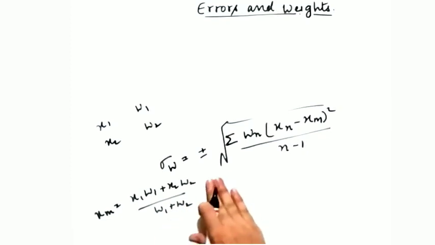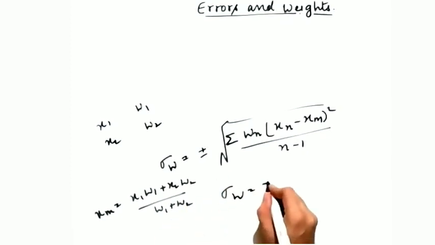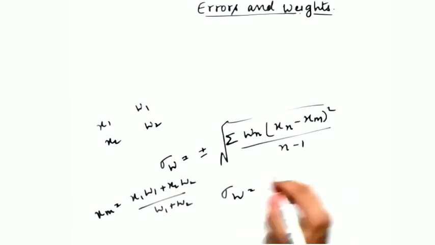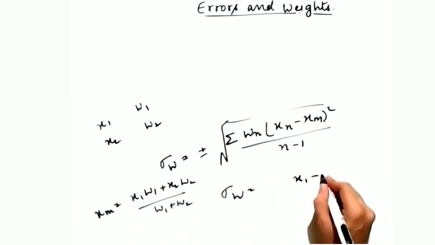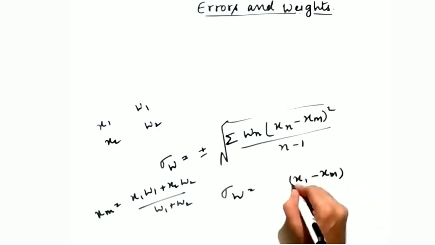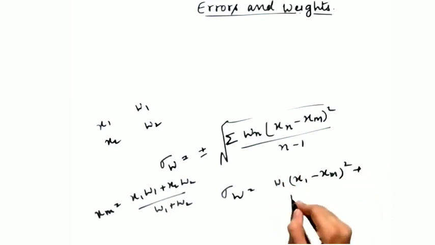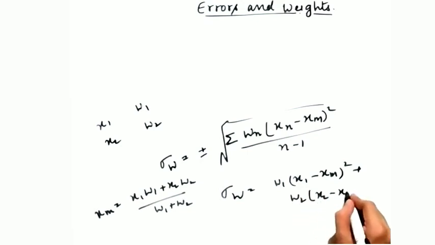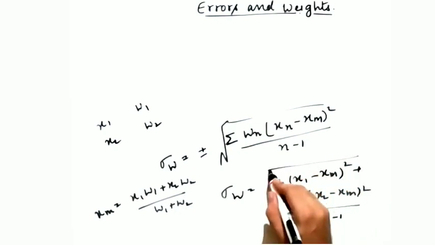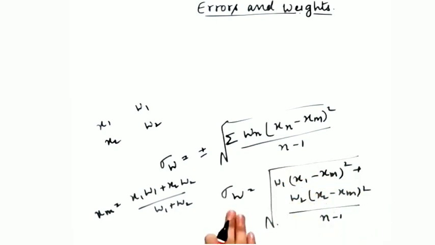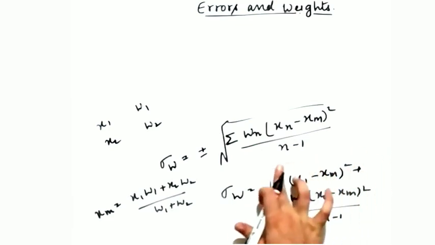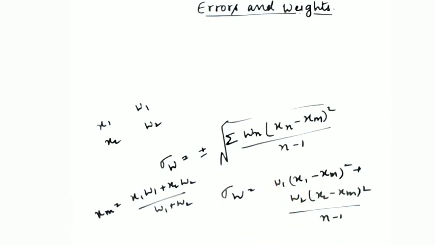Now for calculating sigma w, you have to first of all take this x1, subtract it from xm, square it and multiply it with w1. Now you have to add W2 times x2 minus xm square, and you have to divide it by n minus 1. So this is the format in which you will calculate sigma if weights are also given. Now if I ask you the variance, you just have to remove this under root and this will give you the variance of these observations.